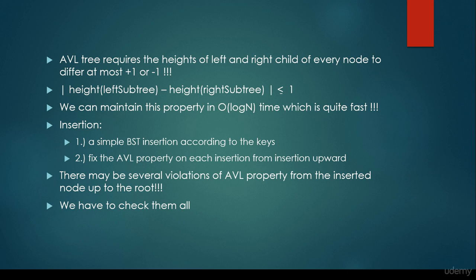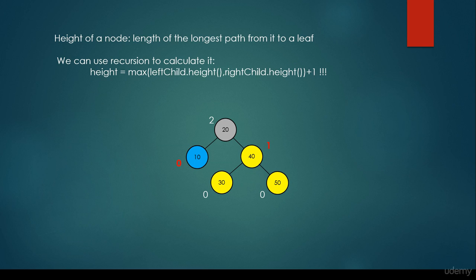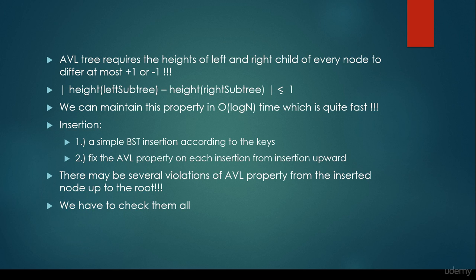So the AVL tree requires the heights of the left and right child of every node to differ by at most +1 or -1. Here we come to the conclusion that the difference between the height parameters is exactly 1. It's not going to be greater than 1, and that's why we can conclude that this tree is balanced. We don't have to rotate it. Basically, we have to check whether the absolute value of the height of the left subtree minus the height of the right subtree is smaller than or equal to 1 or not.